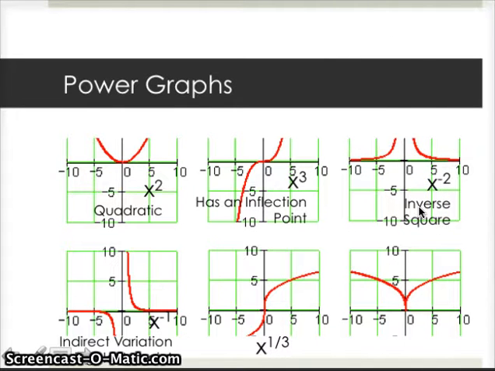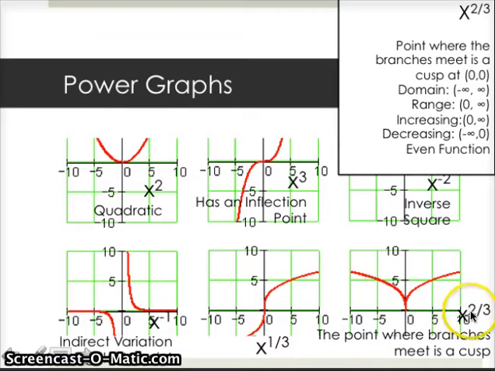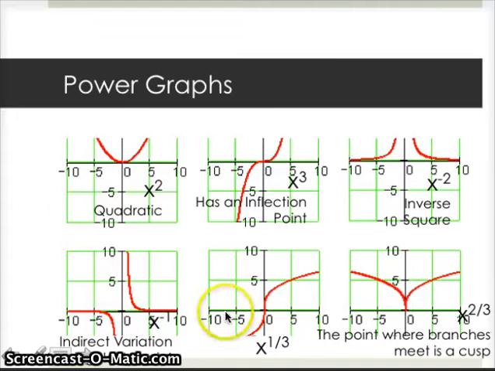And then I've also included the graph of x to the 2/3, so we have a fraction on here. Here, this point is called a cusp, where the two sides of the graph meet. We're not going to have too many of those in the homework, but I just wanted to include it so that you could see all of these different kinds of power function graphs. X to all these different powers are all things that we're talking about for this lesson.